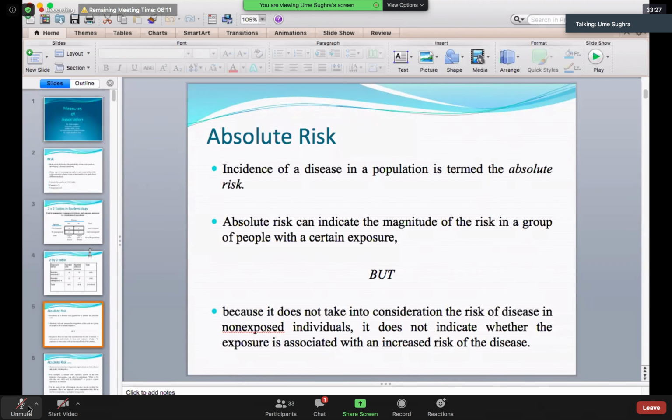Now, coming here again, this is a very important point. The catch in this statement is that it is not telling us what is the risk, or the probability or chance, of developing the disease in the non-exposed population or non-risk population.